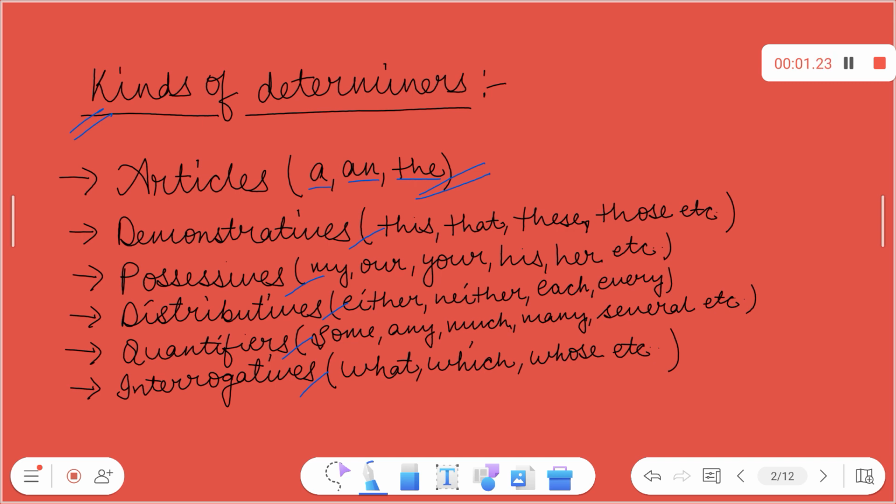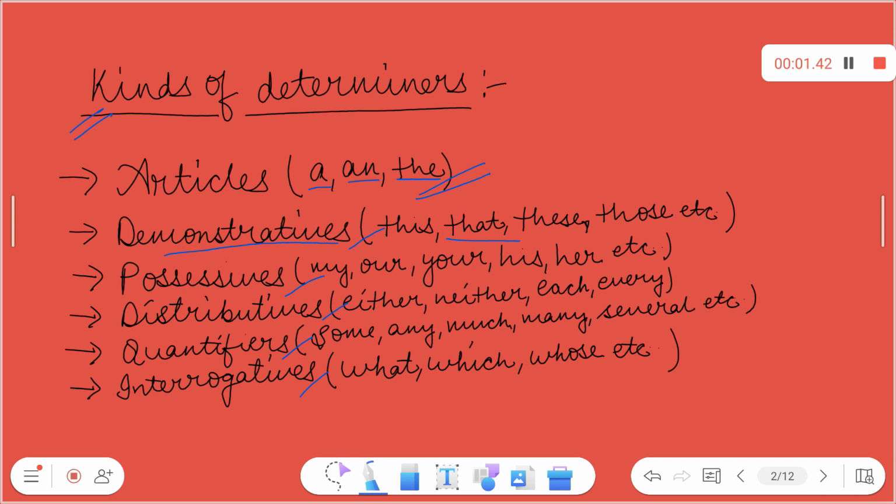Next comes our demonstratives. What do you mean by demonstratives? Whenever we need to demonstrate any particular object, we use demonstratives. Like, if I say, that red car is mine, that means I am demonstrating that particular car.